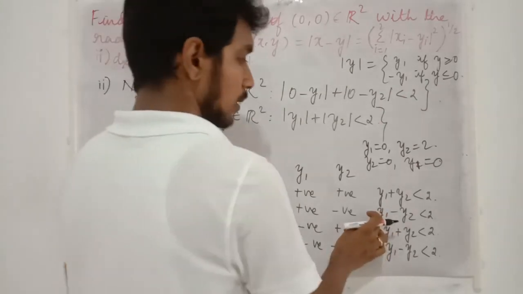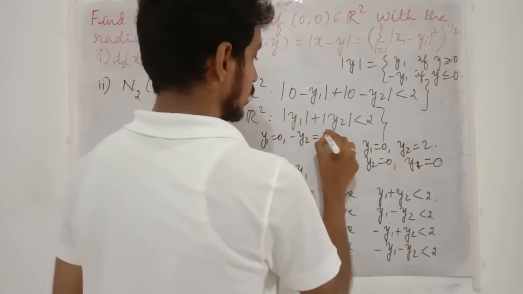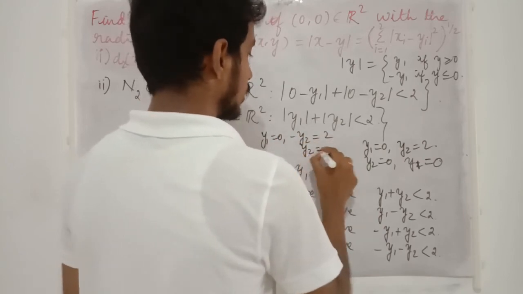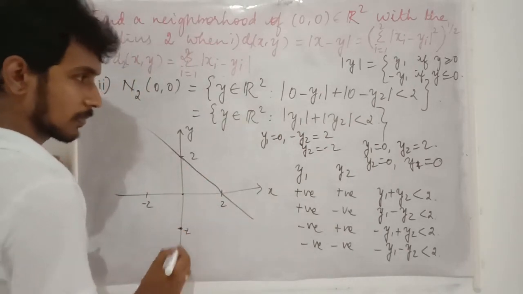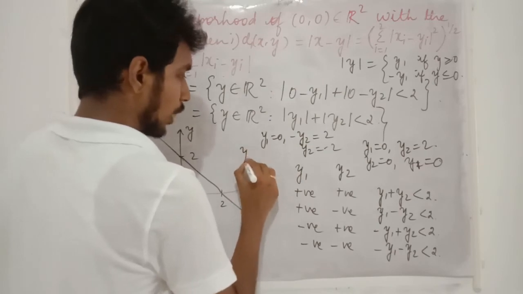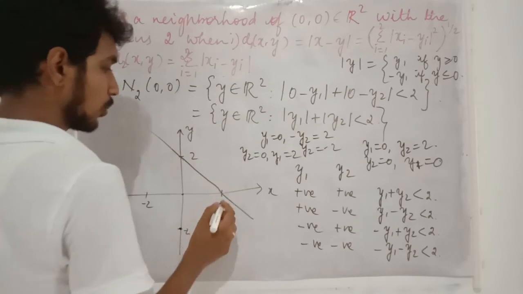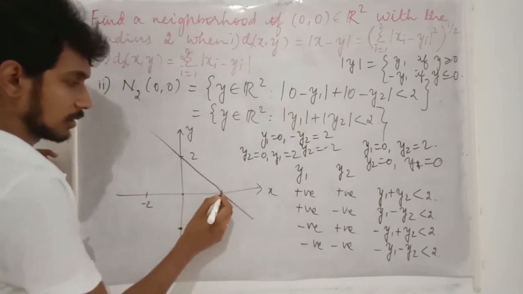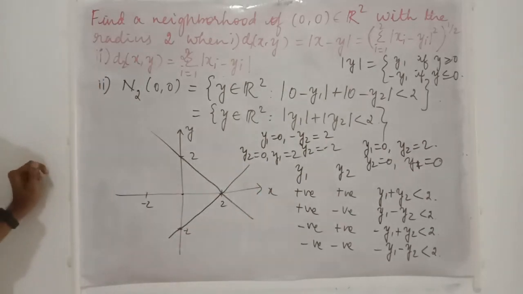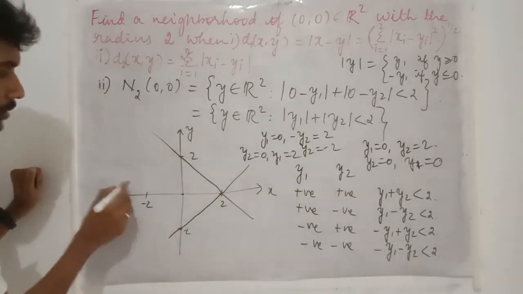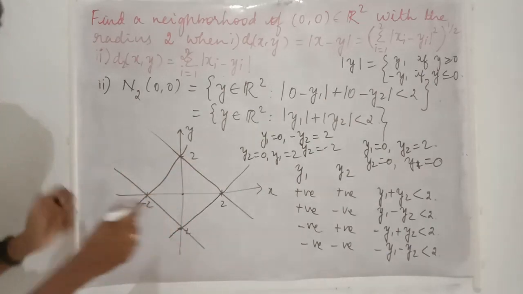Similarly, when you substitute here y1 is 0, you get minus y2 is 2. Therefore, your y2 value is minus 2. So it will be 0 comma minus 2. It is this point. And when you give y2 is 0, you get y1 to be 2. So it is going to be 2 comma 0 and that is this point. So a straight line passing through these 2 points. And the rest of the 2 equations lead you to these 2 lines.